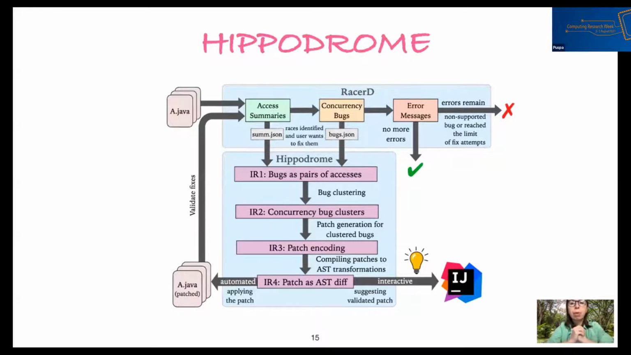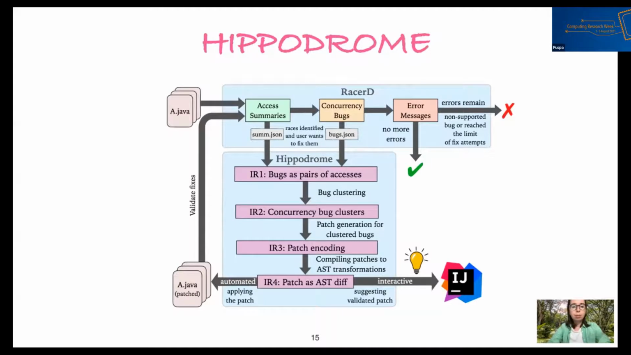HIPPODROME takes Java programs as input, analyzes them for data races, and stores this collected information as access summaries and bug reports. The access summaries and bugs collected from the analysis are then merged into a set of bugs, which is then clustered to support fixes across multiple related bugs. I will shortly talk a little bit more about this clustering.